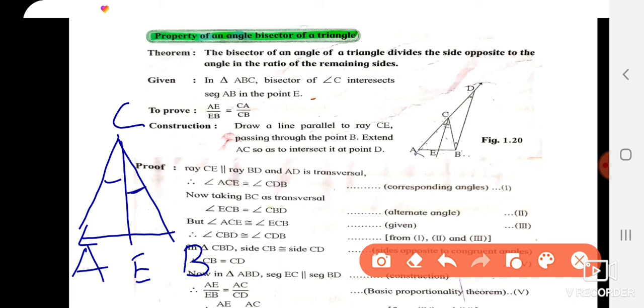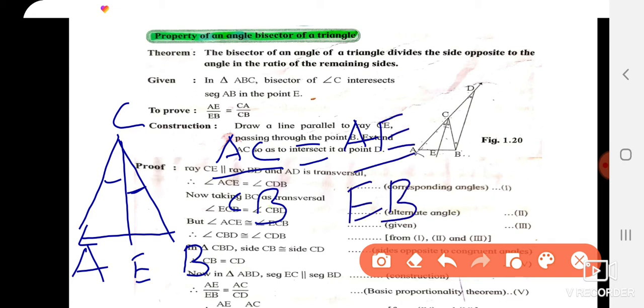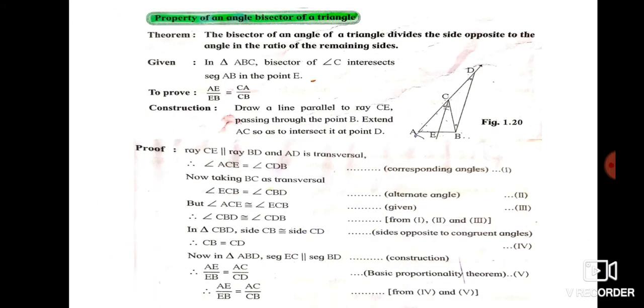Now in triangle ACB, if CE is the bisector, then I can say that AC upon CB is equal to AE upon EB. So it is a simple concept. You have a triangle ACB where you have a bisector CE, then you can say that AC upon CB is equal to AE upon EB. You need to learn this by heart to solve simple sums, which we will be doing in exercise 1.2. Now we need to prove what we are saying. Let us prove this now.